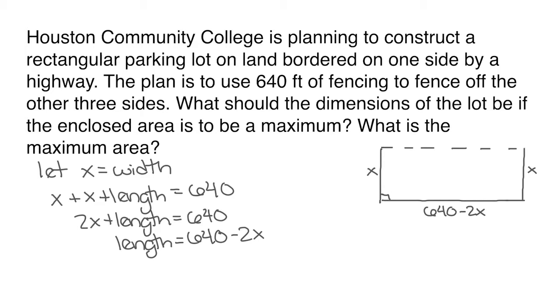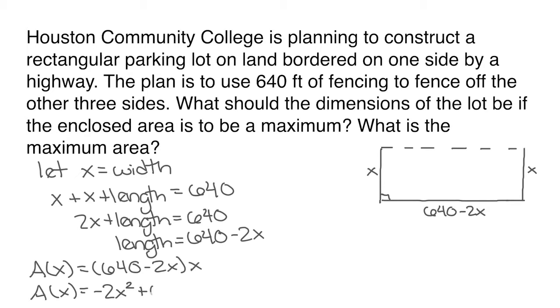The area function of this rectangle, A of x, will be equal to the product of the length times the width. So A of x is equal to 640 minus 2x, all times x, which multiplying is equal to negative 2x squared plus 640x. The graph of this function is a parabola that opens down, and thus the vertex will be located at the maximum point on the parabola.